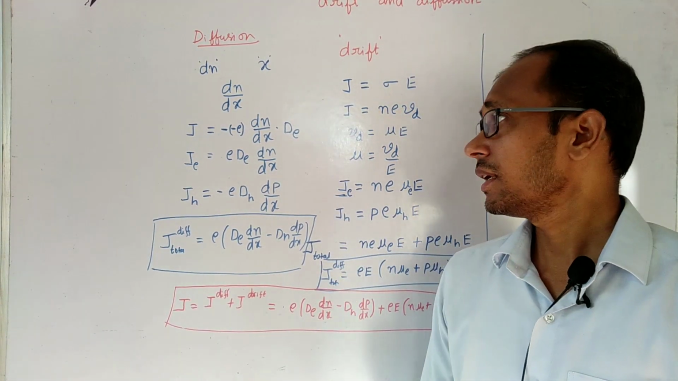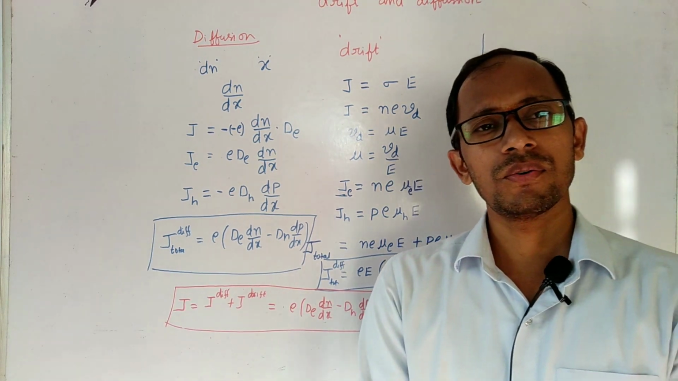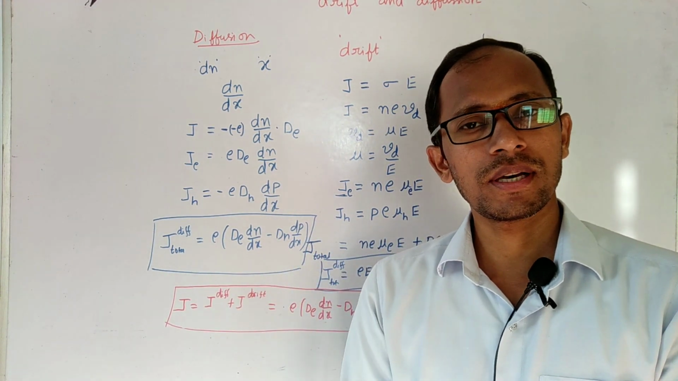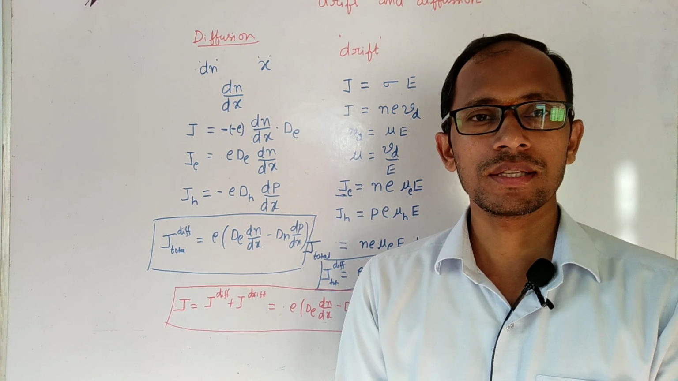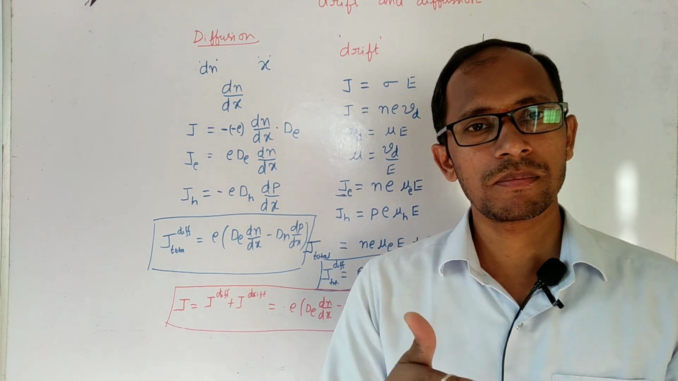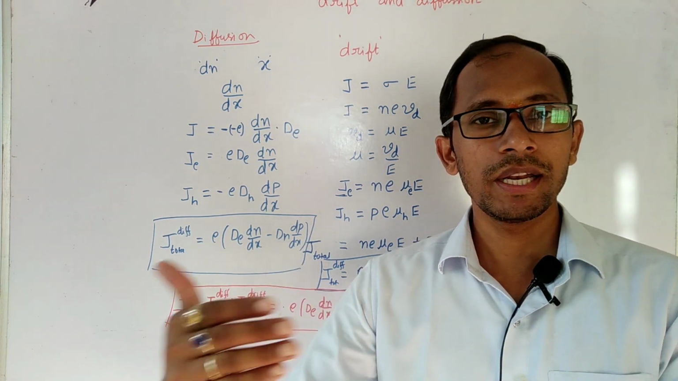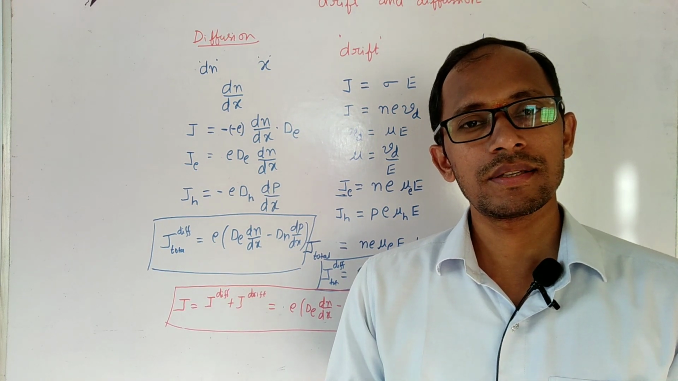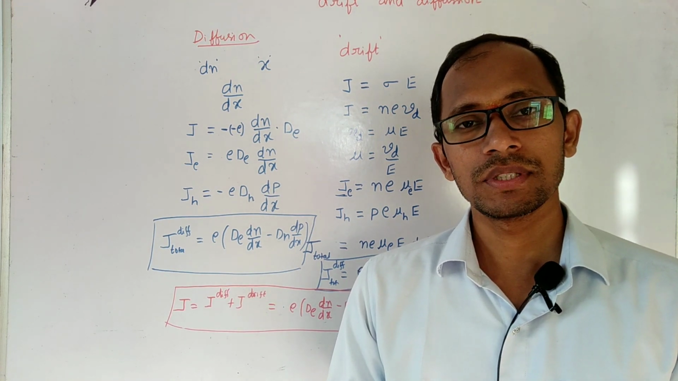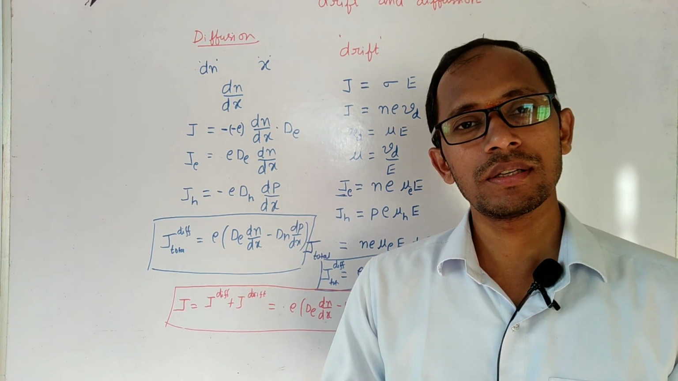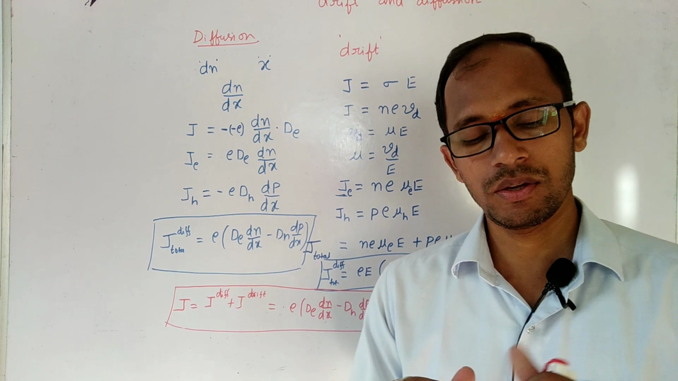So now we have seen drift and diffusion currents. Now the question is: are these two independent processes or dependent processes? That means, is there any relationship between drift current and diffusion current, or are they independent? These things have been discussed and proposed by Einstein. He arrived at an expression, and those equations we call the Einstein equations.